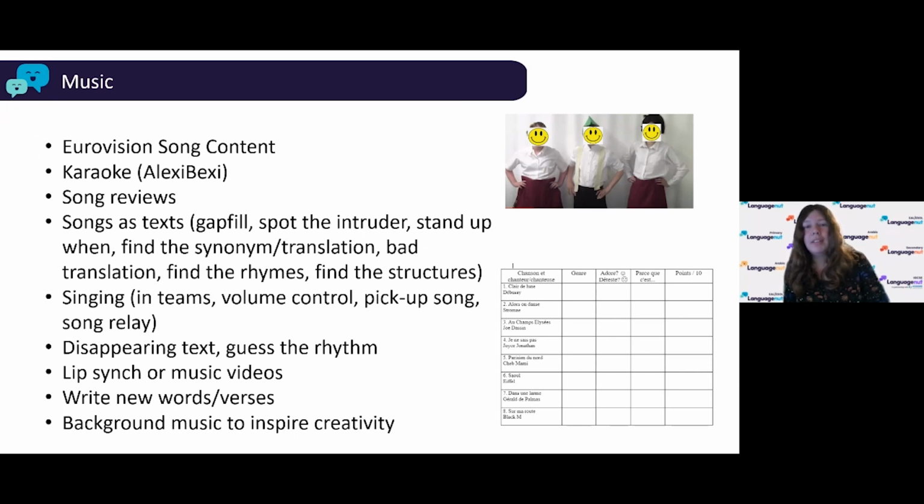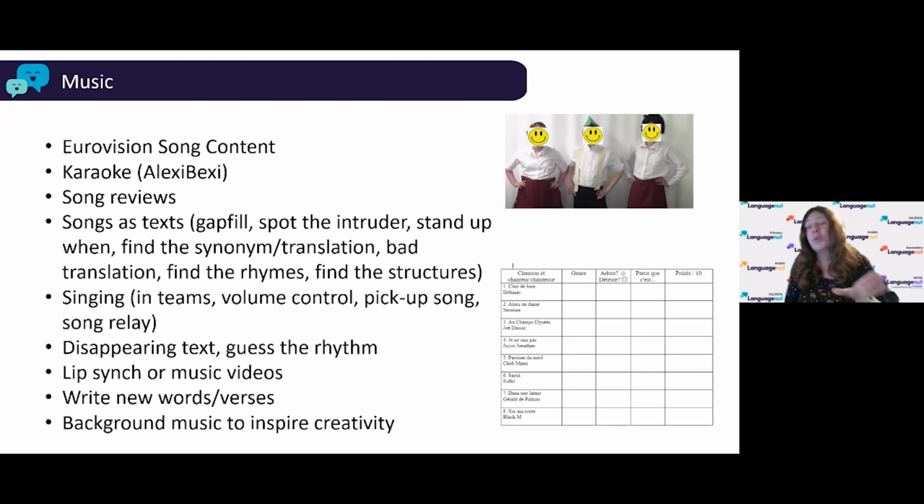If you're a German teacher, Alexi Bexi is the absolute master of this. He has translated loads of songs into German. He can't sing for toffee, but it doesn't matter. They absolutely love it because they really love singing these songs that they know, translated into German. And that's a really fun project.